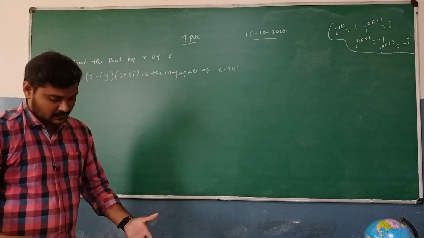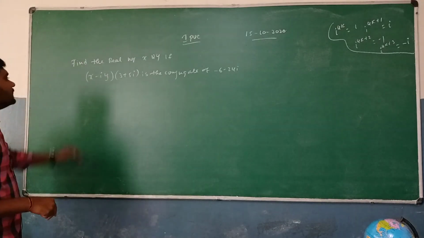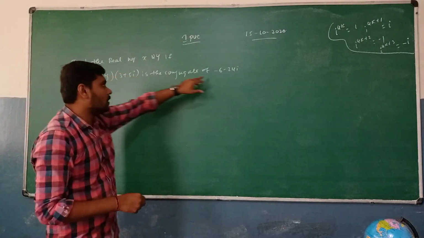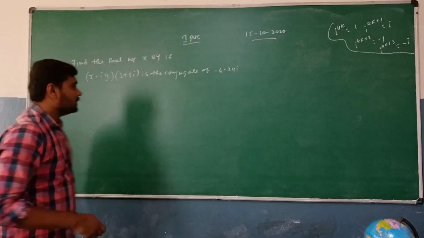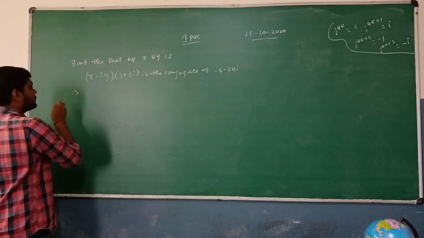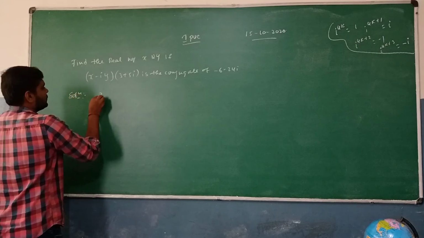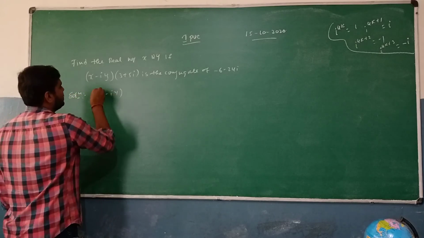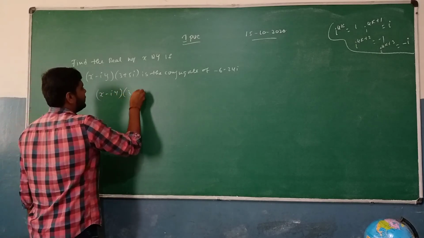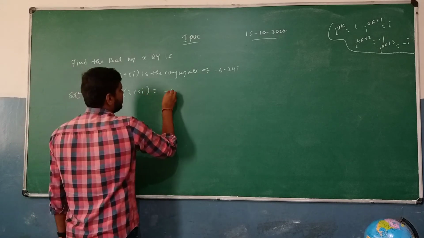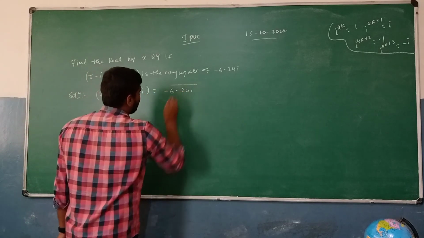Okay? Minus 6 minus 24i. That means this value is going to be equal to the conjugate of minus 6 minus 24i. So if we write this expression, the solution: x minus iy into 3 plus 5i is equal to minus 6 minus 24i bar.